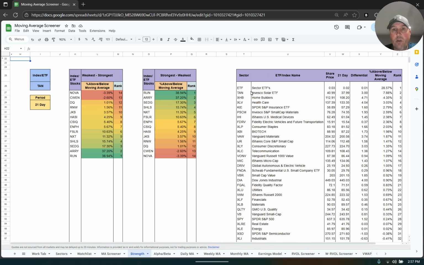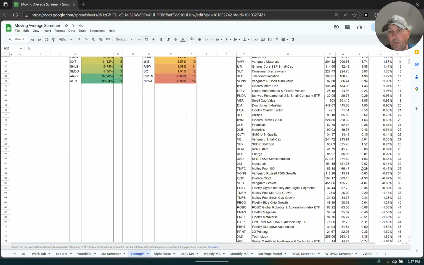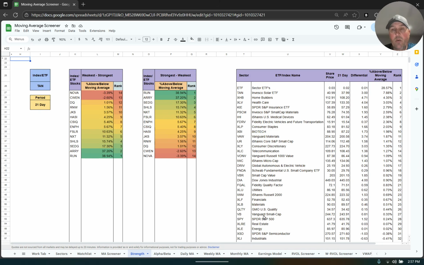Over here, I have a table of all the ETFs I'm tracking. I even have an ETF of ETFs, and that's ranking 1 above its 21-day moving average. If I change this to the 63-day, this whole table will change. But the TAN is basically number 1, then the home builders, then healthcare, based on how high we are above the 21-day moving average. As you can see, as we go down, we have a lot that are well below the 21-day moving average. And we're in August, so the market is showing some seasonality weakness right now.